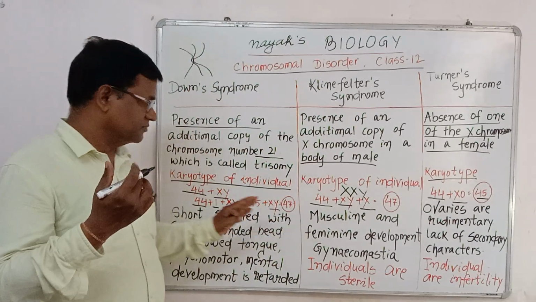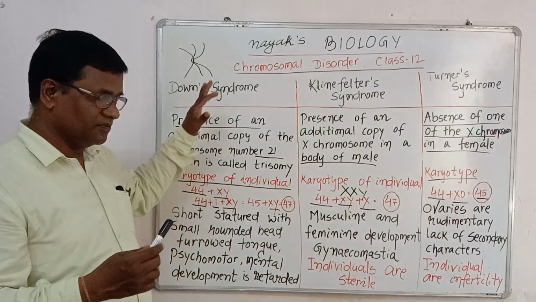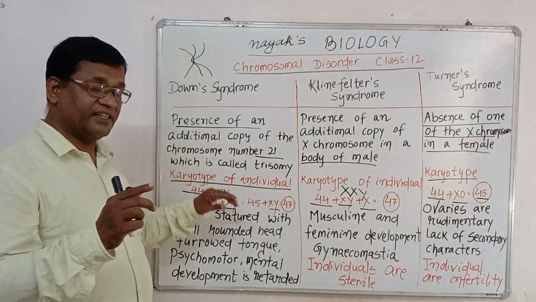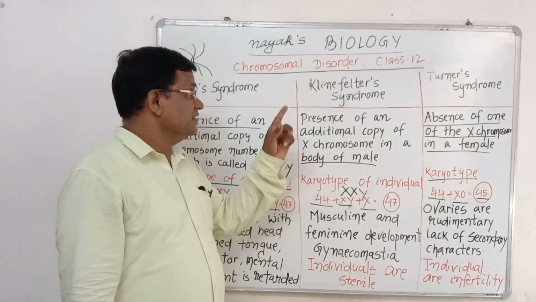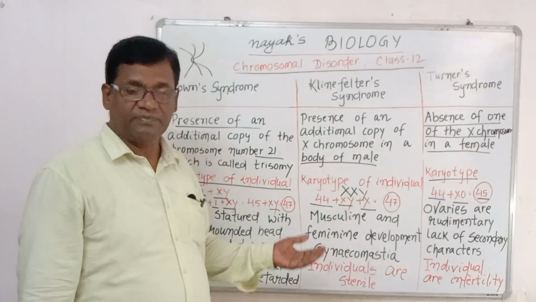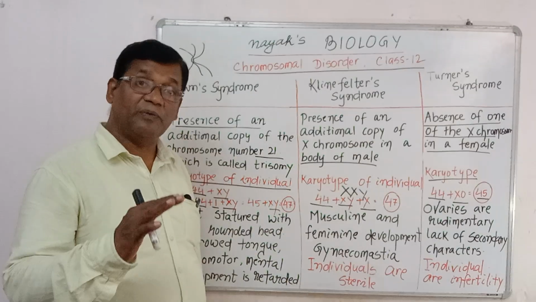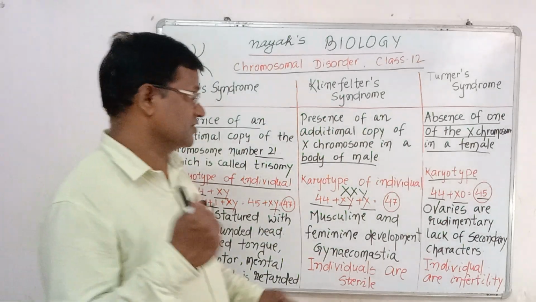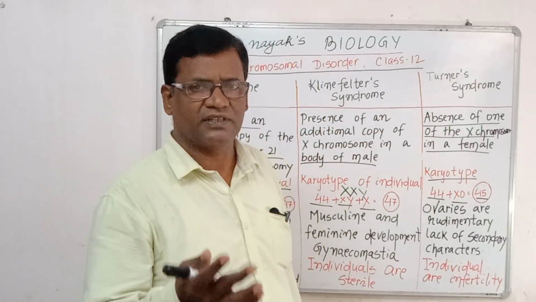Now, what we understand from today's video is that Down syndrome is a trisomy condition where an extra autosome is present and the number of chromosomes is 47, because 46 plus 1 is 47. In Klinefelter syndrome, one extra sex chromosome is there. It is also 47 with the genotype XXY, and the individual is sterile, and both masculine and feminine characters develop, and gynecomastia, development of the breast, occurs. In Turner syndrome, it is 45 because of the lack of one chromosome, 46 minus 1, that is 45.